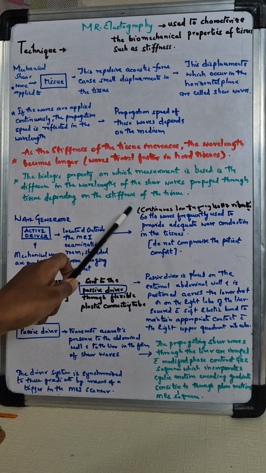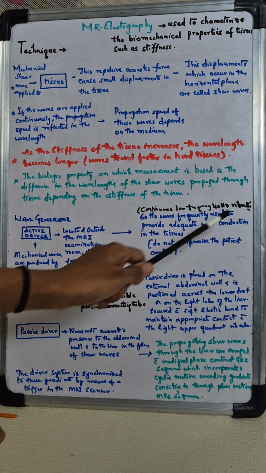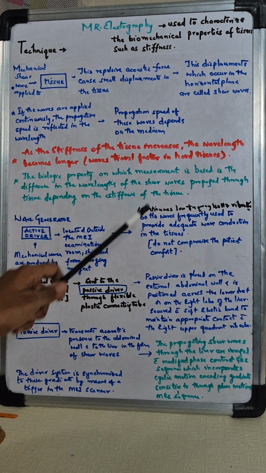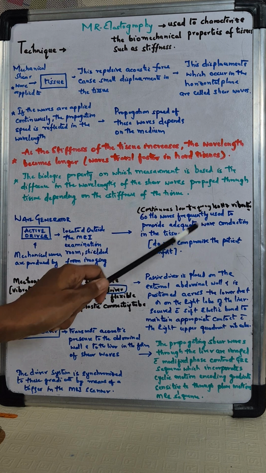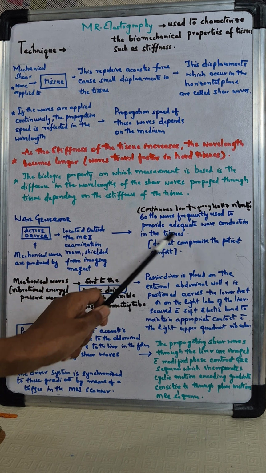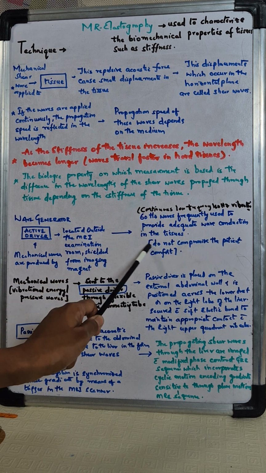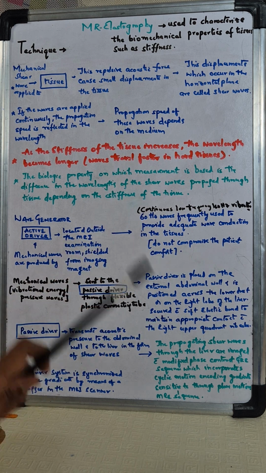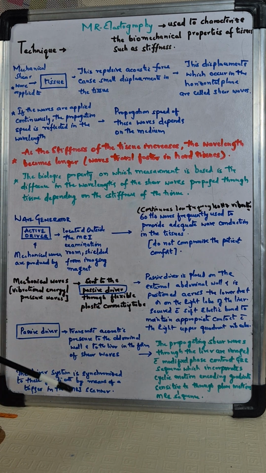It produces a continuous low frequency 60 Hz vibration. 60 Hz waves are frequently used to provide adequate wave conduction in the tissues, and this does not compromise patient comfort. So one is the active drive, which is present outside the MRI room. From there we get the mechanical waves, which are 60 Hz.